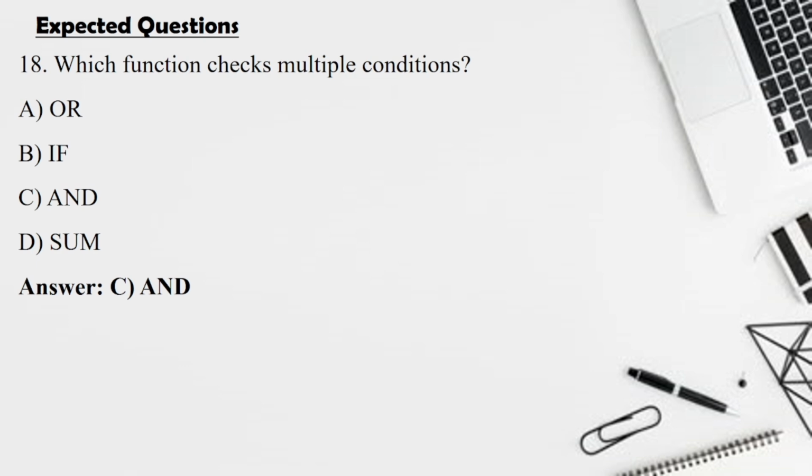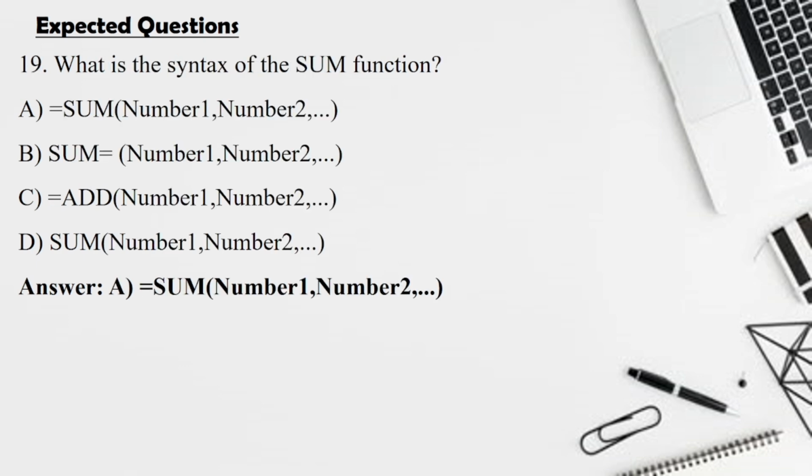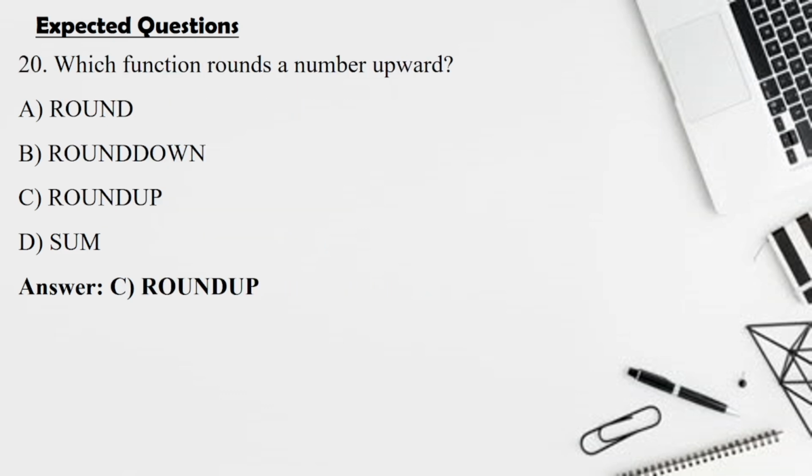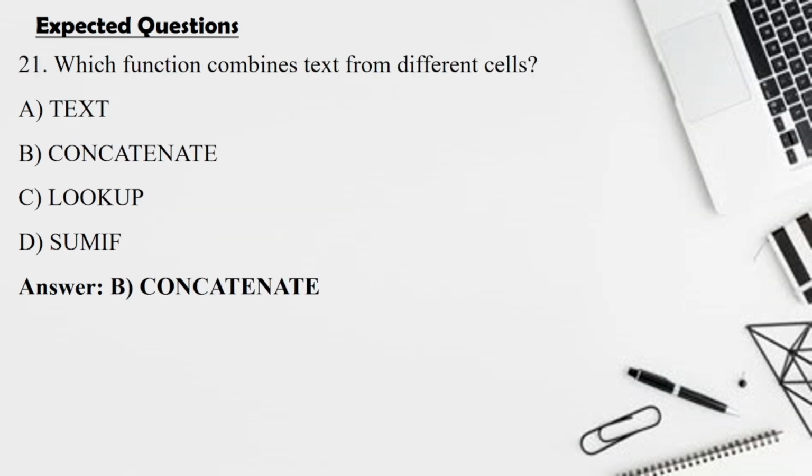Which function checks multiple conditions? Answer C. And what is the syntax of the sum function? First one is the answer: equal to SUM, the bracket will be open and we will scroll the selected area and we will close the bracket and we will press the enter button. Which function rounds a number upward? Round up.